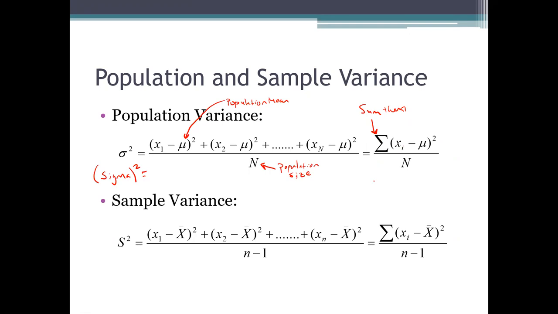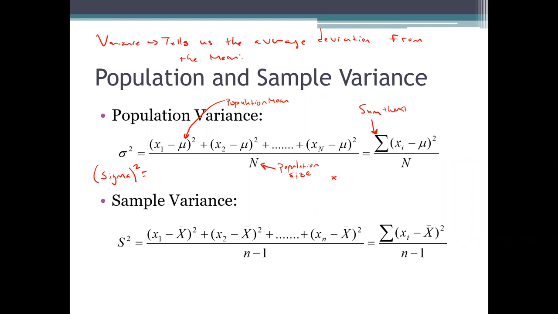All right. So what this actually tells us here, this is where it gets a little weird. The variance tells us the average deviation squared from the mean. So it tells us on average, how far are values squared from the mean, okay?